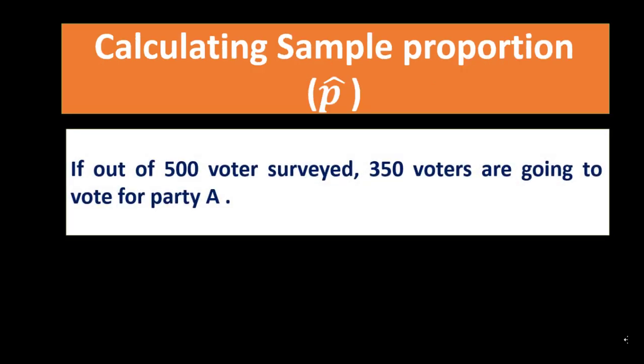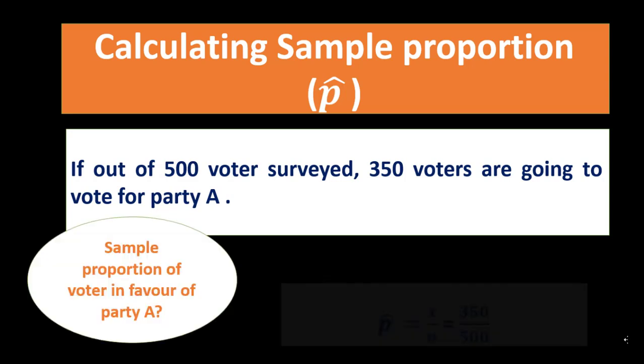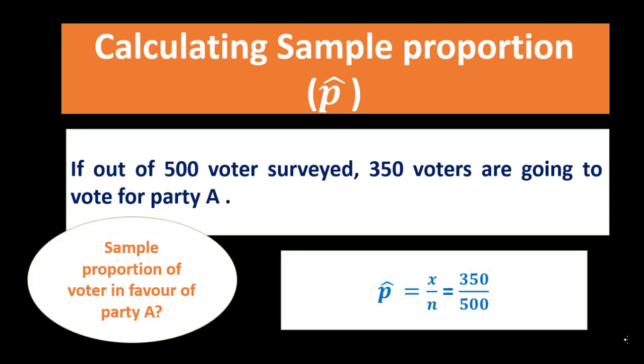Suppose out of 500 voters surveyed, 350 voters are going to vote for party A. Then what is the sample proportion of the voters in favor of party A? So, the sample proportion p hat in favor of party A would be 350 over 500, since 350 are the number of people having the characteristic, that is they are going to vote for party A, and the total number of voters surveyed is 500, so n is 500.